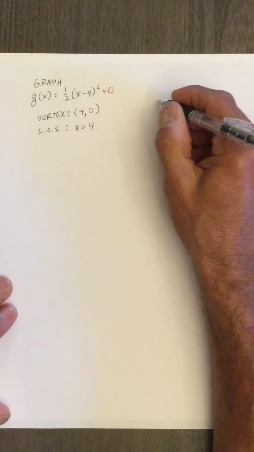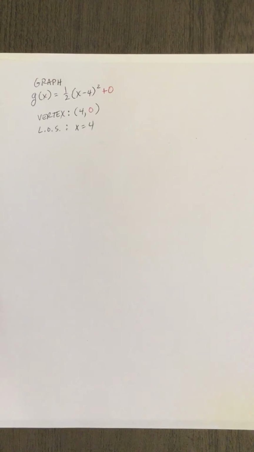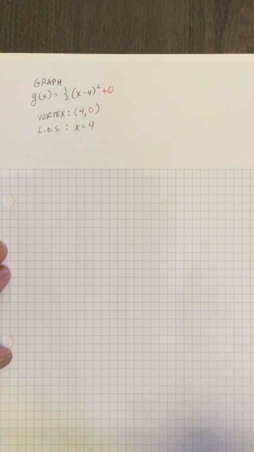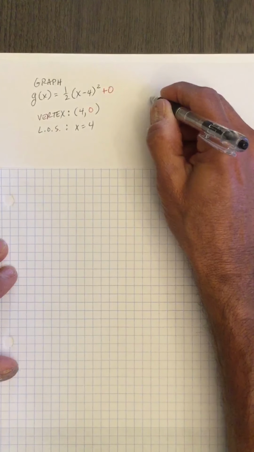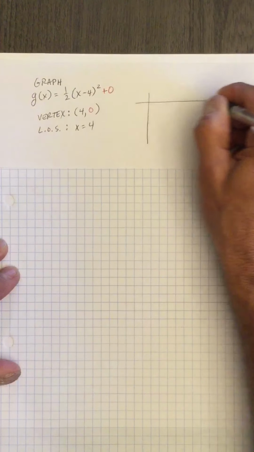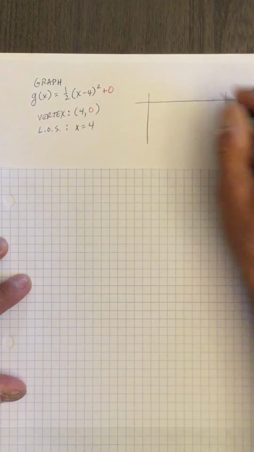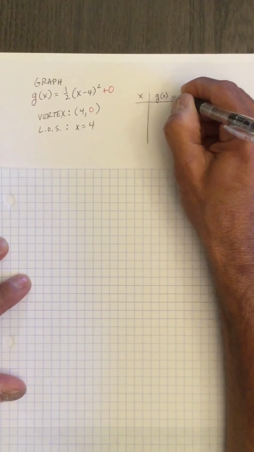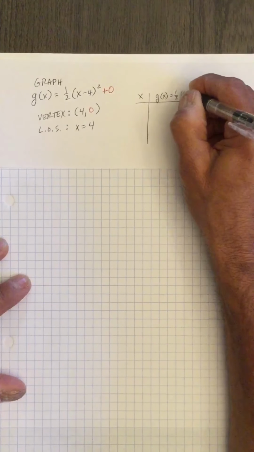Okay, so now let's graph this thing. Now, in order to graph it, you have to do what we've been doing, okay? And what we've been doing is we've been picking numbers and putting them in the table, right? So let's take a look here. Unfortunately, this part doesn't change, but we're going to make this as easy as possible here.